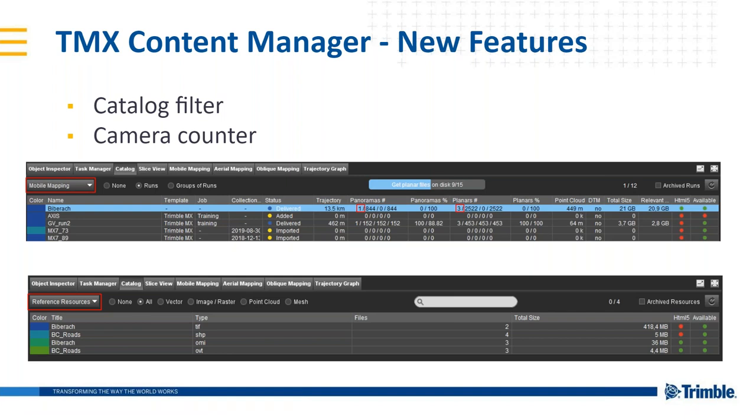In the case of the upper screenshot, we have mobile mapping resources only. And in the lower part, we can see that we have reference resources that can be simply a TIFF, shapefile, OMI, or an OVT.